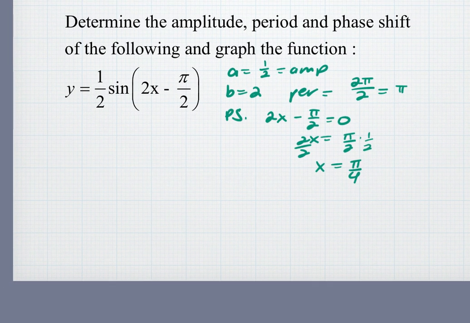So then I'm going to find my key points. So I start with 0. I take my period and multiply times a fourth, so pi over 4. By a half, pi over 2. By 3/4, 3 pi over 4. And then the last one is the original period. Then I'm adding pi over 4 to each of these because I'm shifting them to the right.